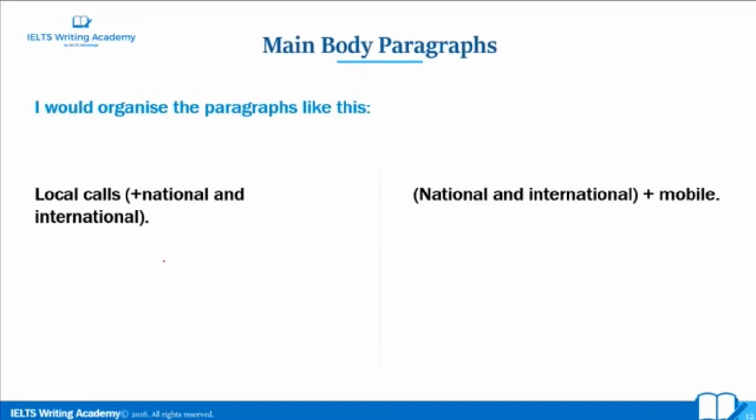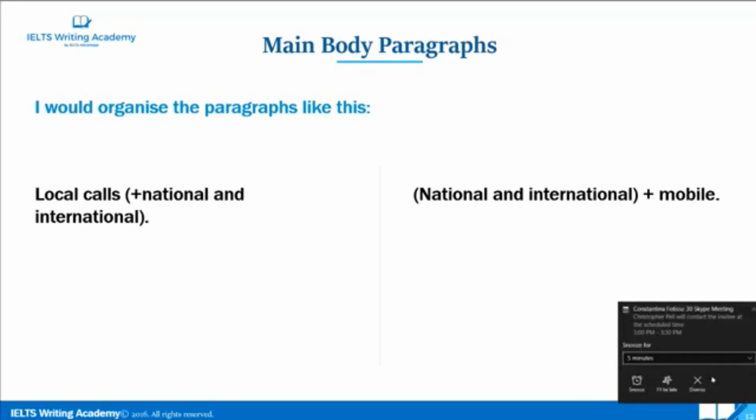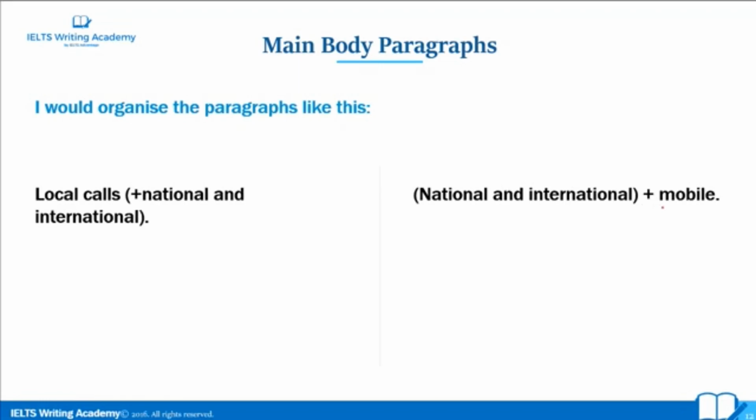So let's have a look here. You could do it in two ways or three ways really. The first one you could just have local calls and then national and international calls plus mobile, or you could have local calls, national, international calls, and then in the second one just mobile. So just put it in brackets to show you that there's a choice. The way that Jero has done it is the opposite way around. That would be fine too.